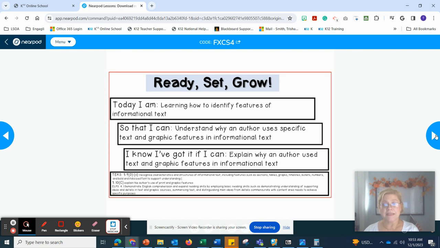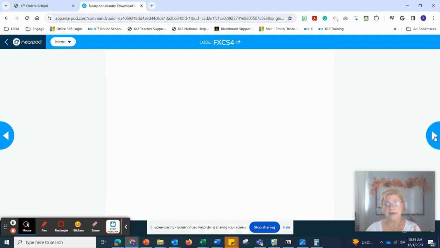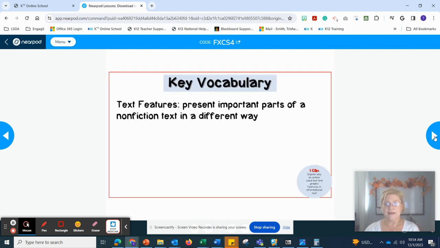Today, we are learning how to identify text features in informational text. Why are we doing this? Great question. So that we can understand why an author uses specific text features and graphic features in informational text. We know we've got it if we can explain why an author used text features and graphic features in an informational text. So, what is a text feature? Text features present important parts of a nonfiction text in a different way.